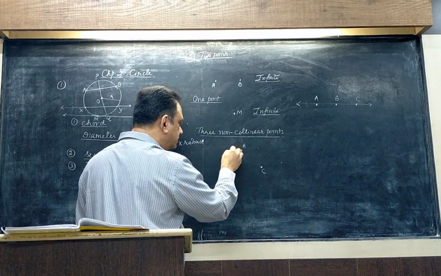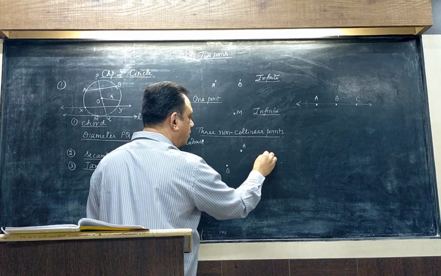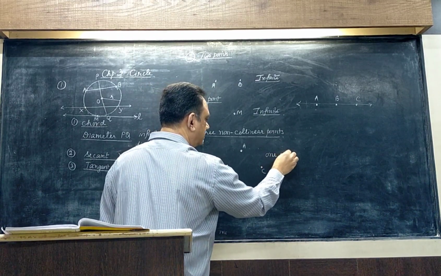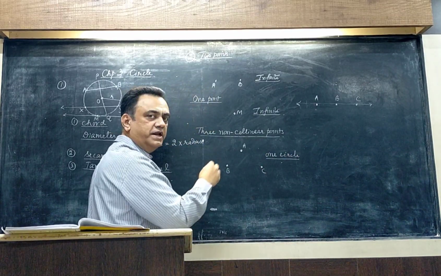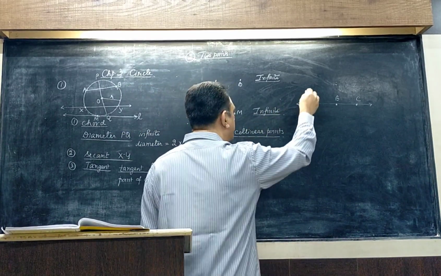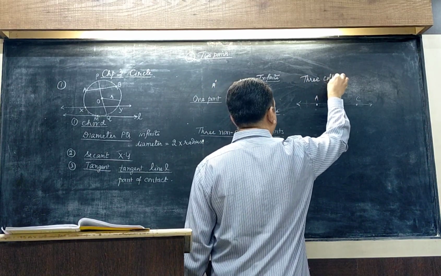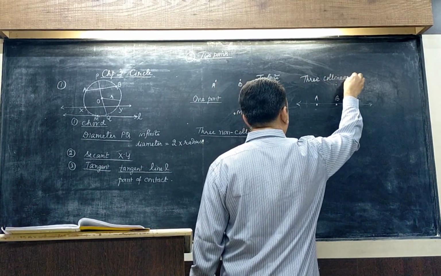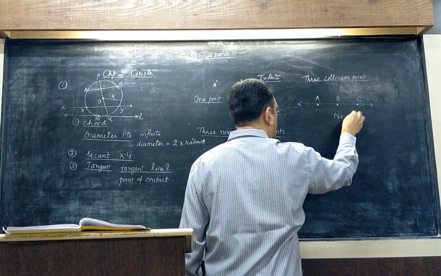How many circles can be drawn through these three non-collinear points? Only one circle. How many circles can be drawn passing through these three collinear points? No circle.